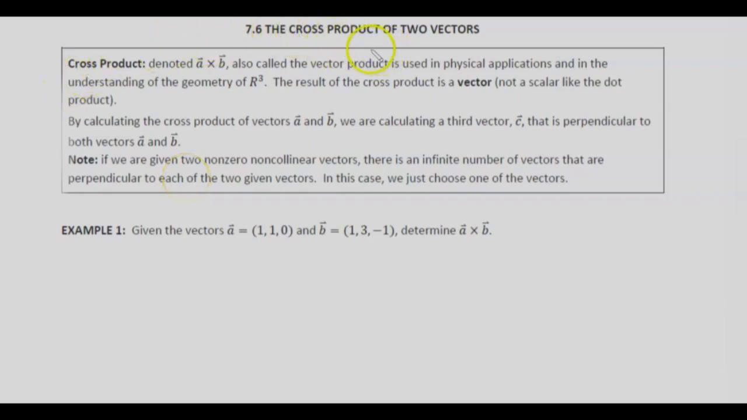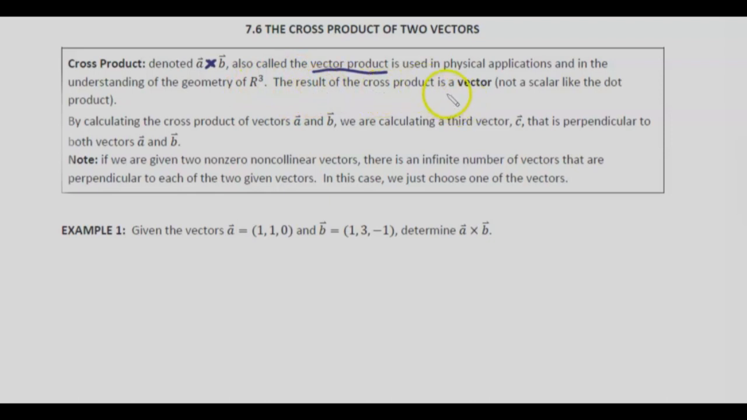7.6, the cross product of two vectors. So the cross product is denoted by vector A, and then it looks like a multiplication symbol, but it's actually a cross symbol, cross vector B, also called the vector product. And this is used in physical applications and in understanding of the geometry in R cubed.